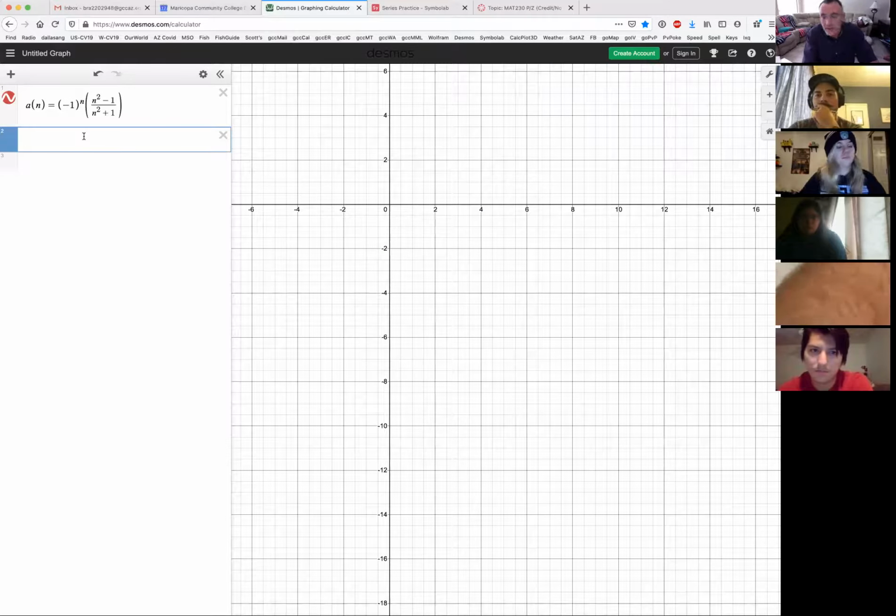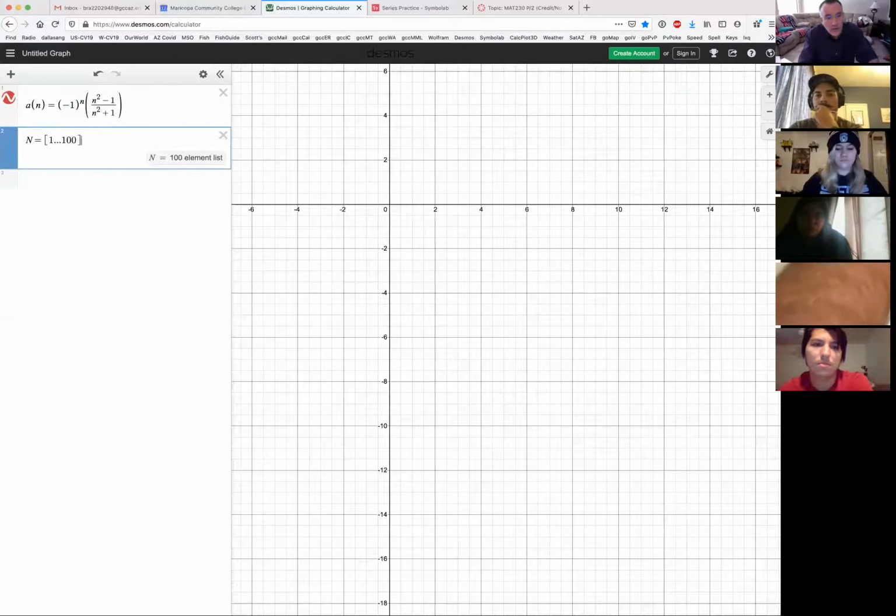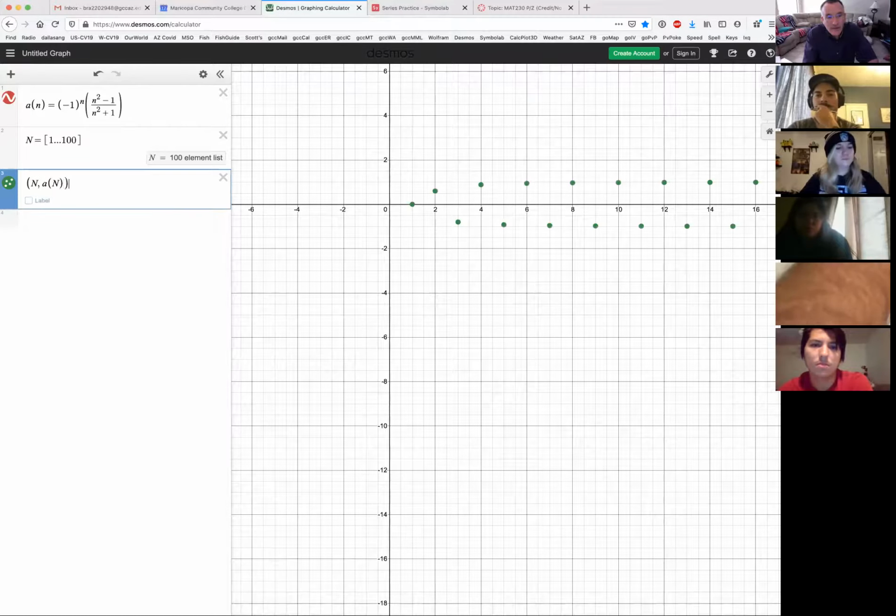So we want to put in just the integers now, because -1 to the fraction power sounds bad to me. So we say our list is going to be 1 to maybe 100. I'll try not to blow it up this time. And then we're going to say graph n, a of n, and just give me the dots.